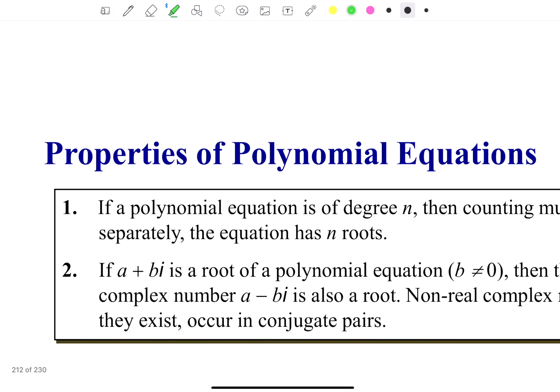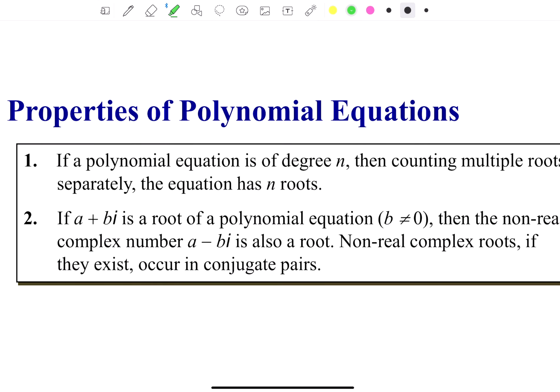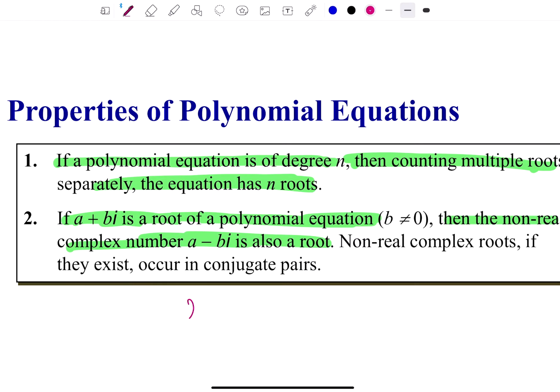All right, see another properties of polynomial equations. If a polynomial equation is of degree n, then it has n roots. Some might be repeating. If a plus bi is a root of the polynomial equation, then a minus bi is also a root. Complex roots occur in conjugate pairs. So if 2 plus 3i is a root, then 2 minus 3i will also be a root of the equation. Complex roots occur in the conjugate pair form.